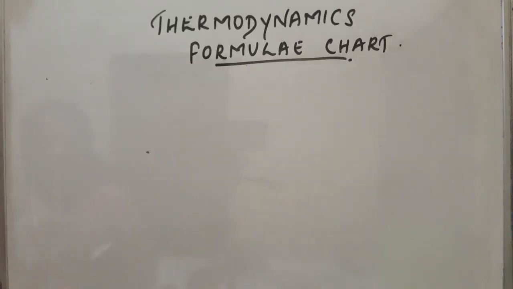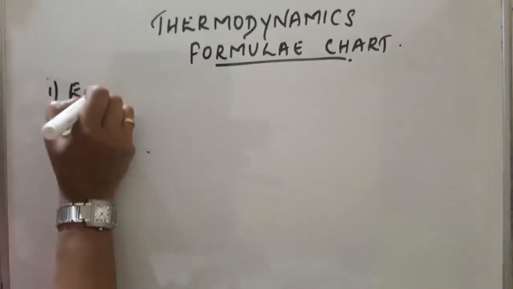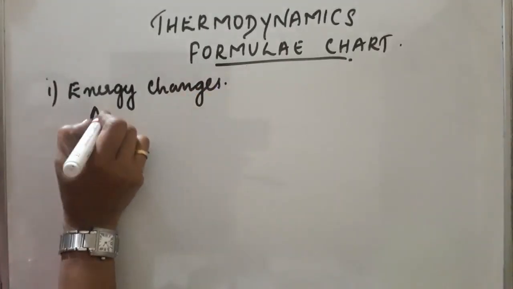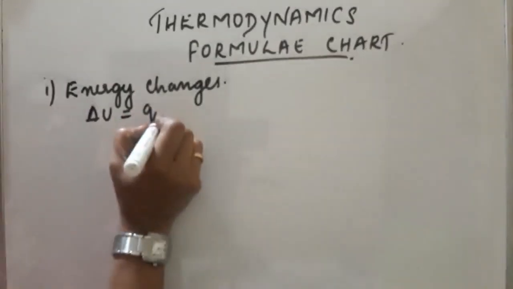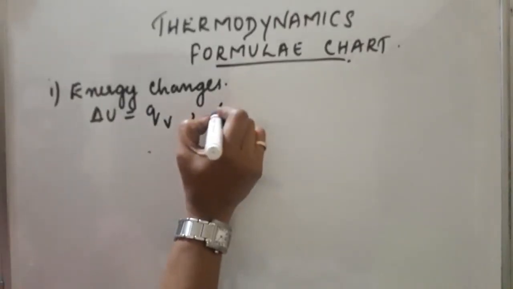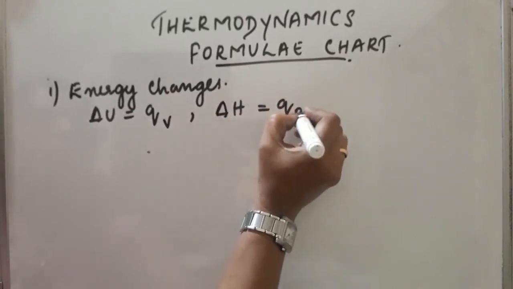Good morning, students. So today we are discussing some of the formulas we already discussed in thermodynamics. First formula is energy change. Change in internal energy will be equal to QV, that is heat change at constant volume, and delta H, change in enthalpy, is equal to QP, that is heat change at constant pressure.